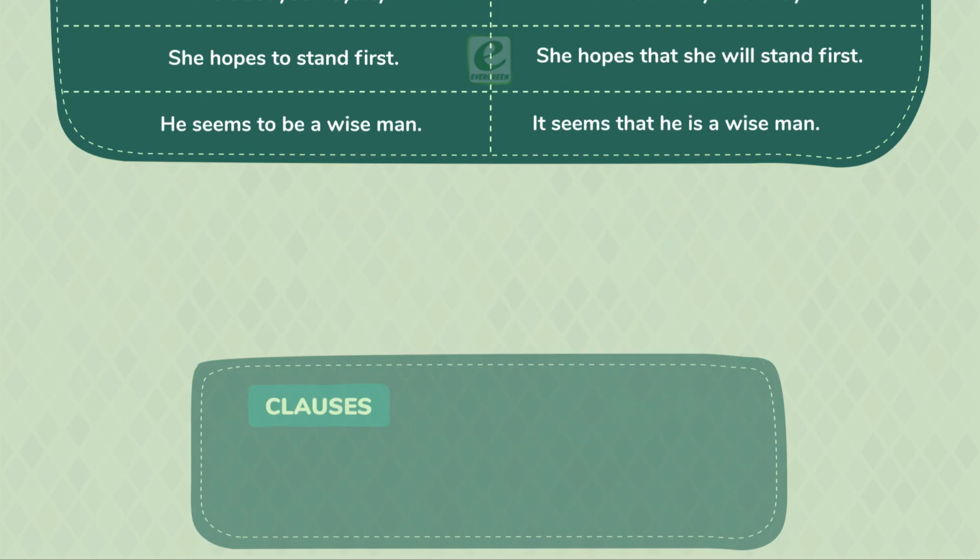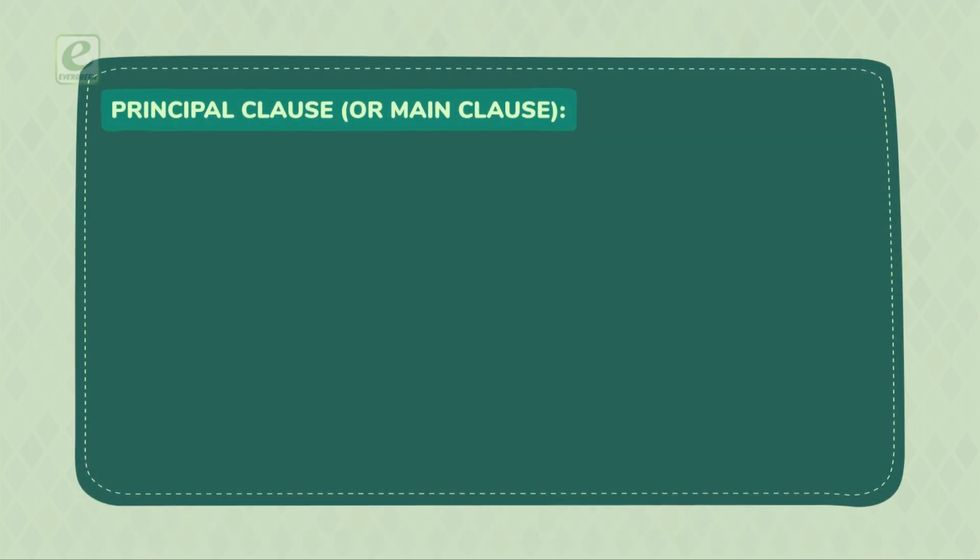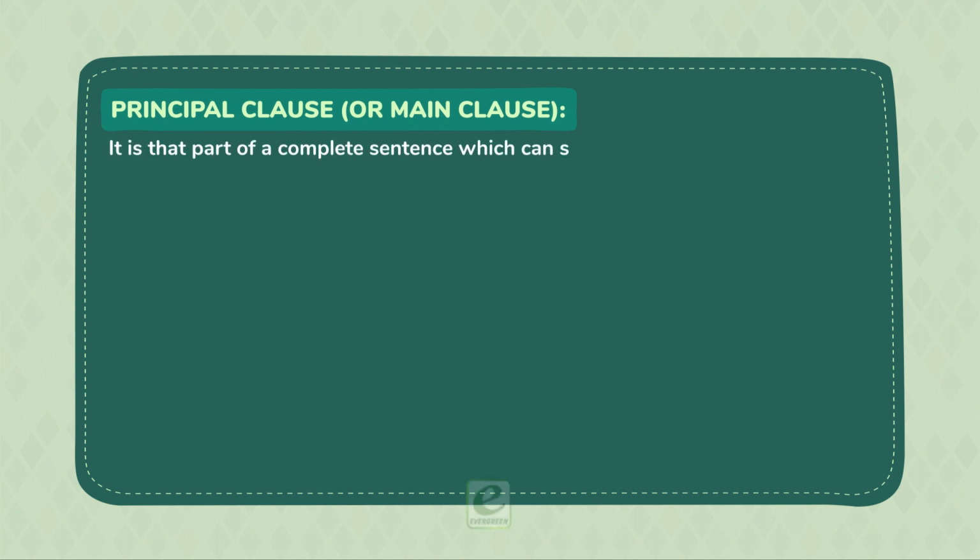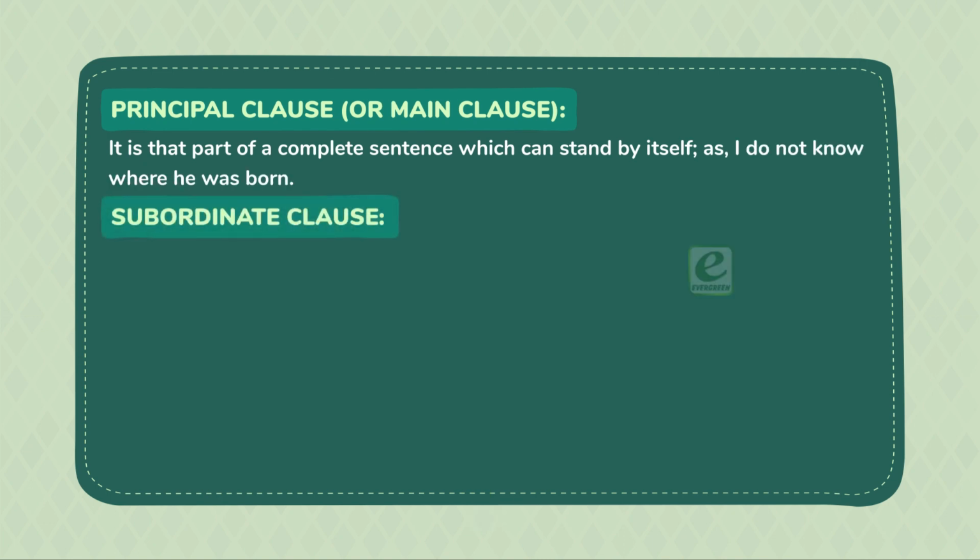Clauses. Principal clause, subordinate clause, coordinate clause. Principal clause or main clause is that part of a complete sentence which can stand by itself, as I do not know where he was born. Subordinate clause cannot stand by itself, that is, it is not independent.